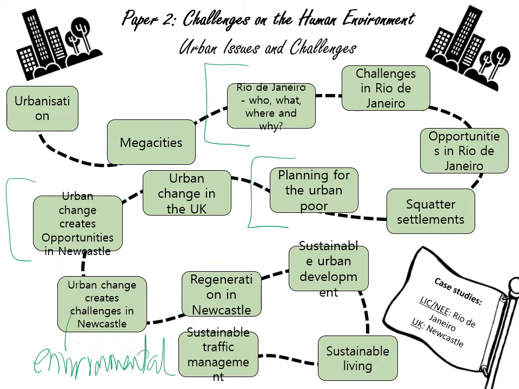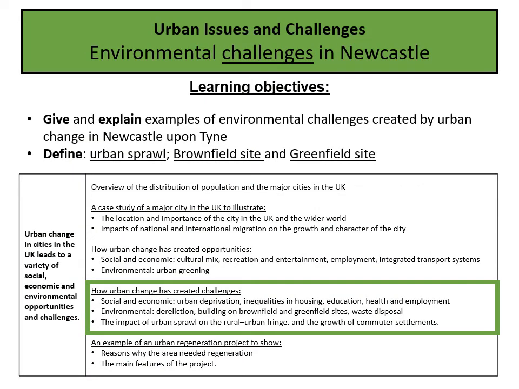Okay, so in today's lesson, we're looking at dereliction, building on brownfield and greenfield sites, waste disposal, air pollution, and the impact of urban sprawl onto the rural-urban fringe. And I'm going to go into that in a little bit more detail as we go through the tasks.